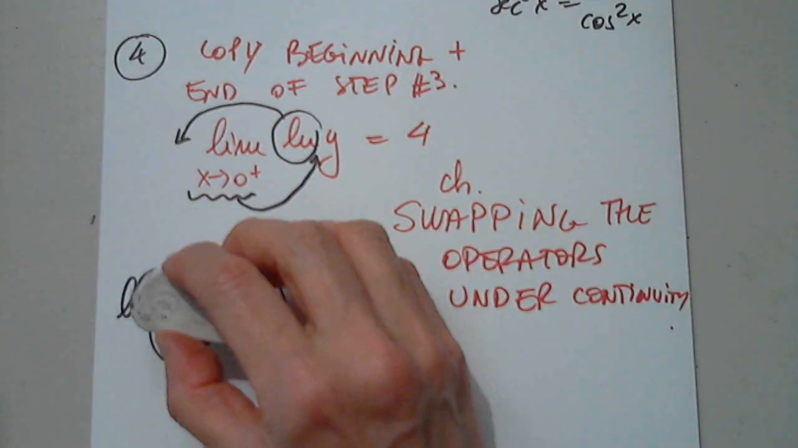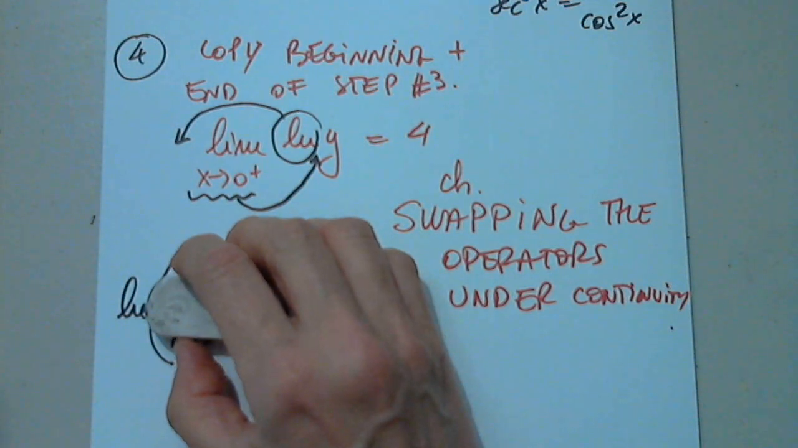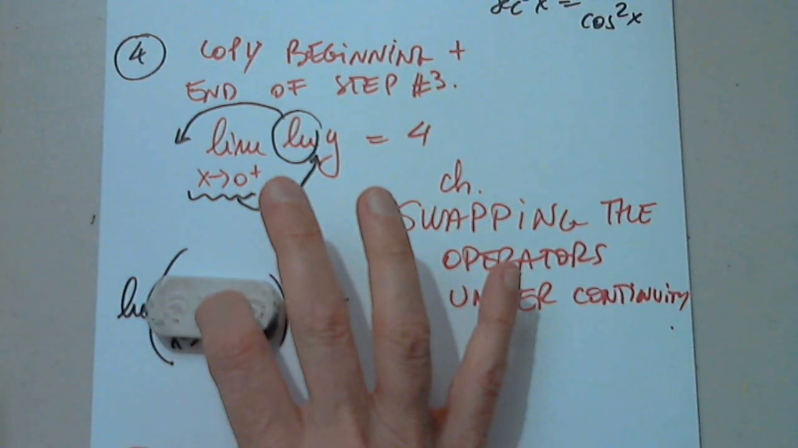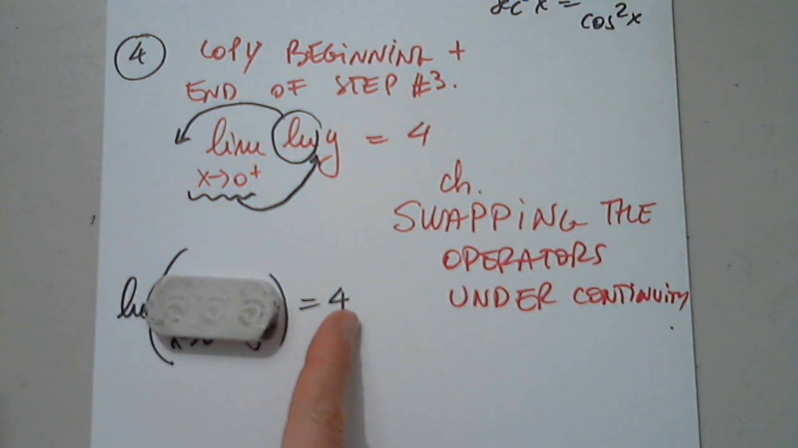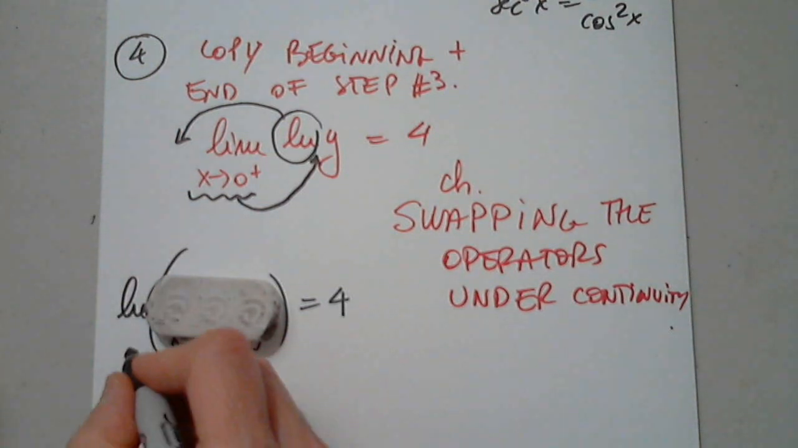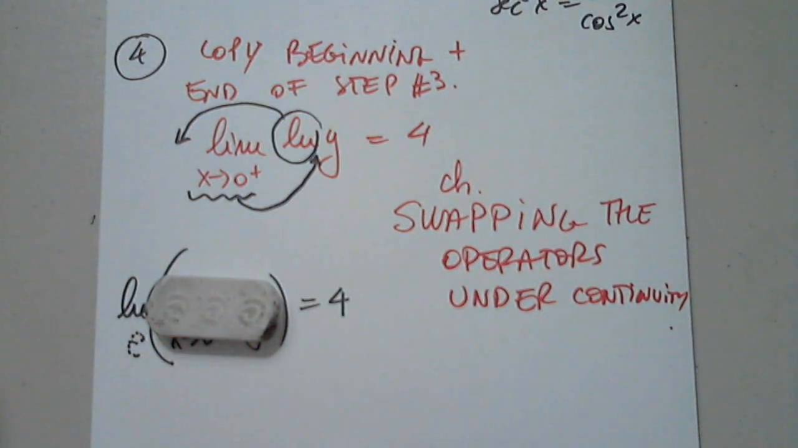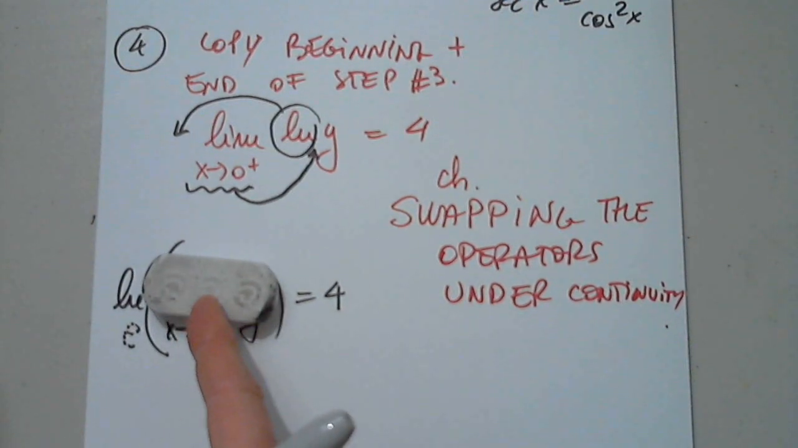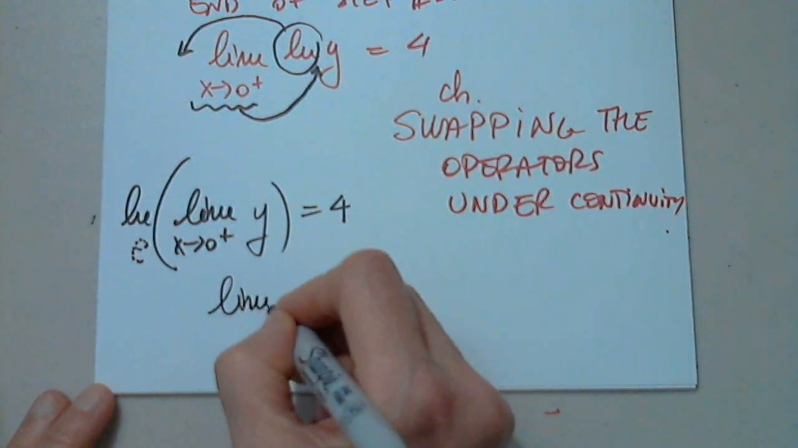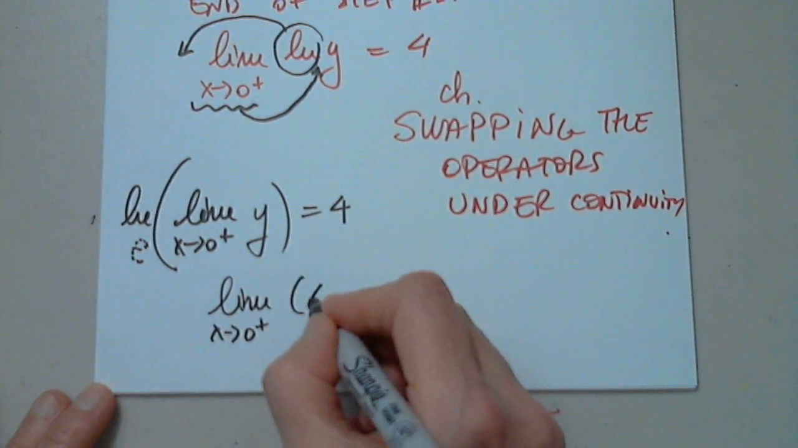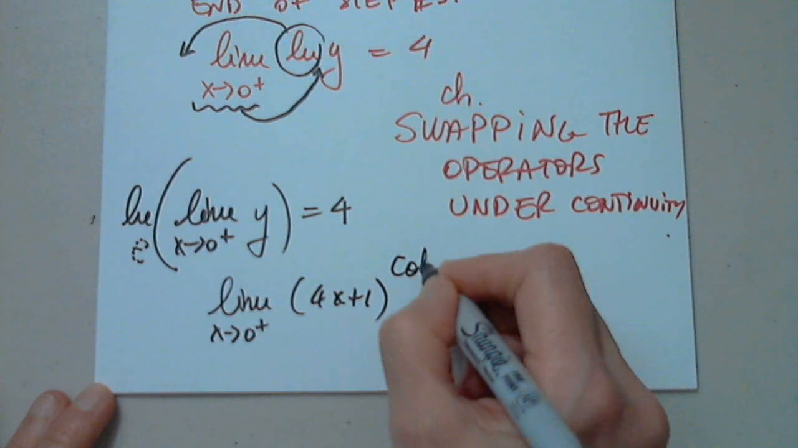Now, let's solve this logarithmic equation. Natural log of something is 4. Remember, the base of natural log is e. E to this power is this. So we got our limit: the limit as x approaches 0 from the right of 4x plus 1 raised to cotangent x.